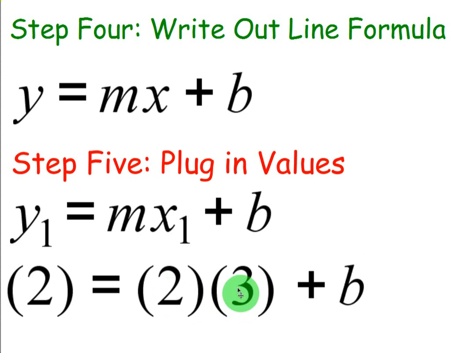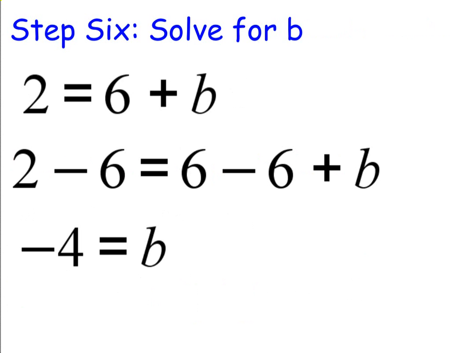Okay, so 2 equals 6 plus b. I can go back to this in a second if you need it. Subtract 6 from both sides. b equals -4. So step 6 is solve for b once you solve for slope.